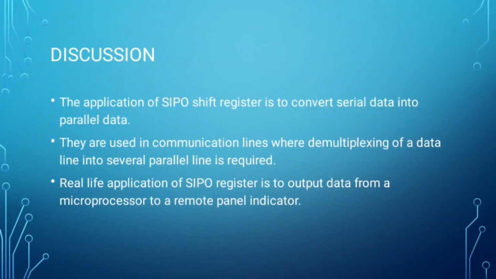For the discussion, the application of SIPO shift register is to convert serial data into parallel data. They are used in communication lines where the multiplexing of a data line into several parallel lines is required. A real-life application of SIPO register is to output data from a microprocessor to a remote panel indicator.